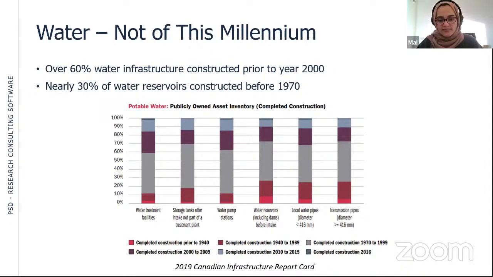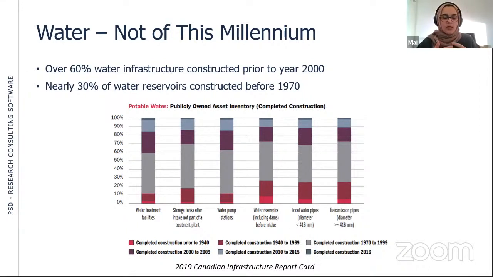So when we're looking at water, for example, whether it's treatment facilities, pipes, pumping stations, reservoirs, storage tanks, these are all assets that provide clean drinking water to the public. That's really the main goal and service that they're providing. About 60% of the water infrastructure in Canada was constructed pre-2000, with the majority of them being in the 1960s to 1980s. Nearly 30% of water reservoirs were constructed before 1970. When we compare that to Aurora, about 66% of the town's water infrastructure was built prior to 2000, with many of the assets built in the 1940s around World War II, right?